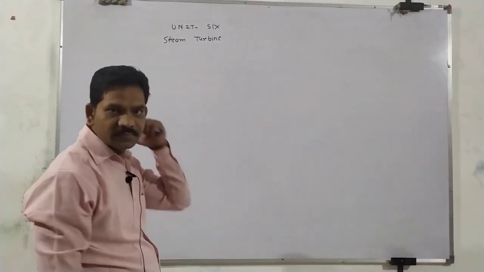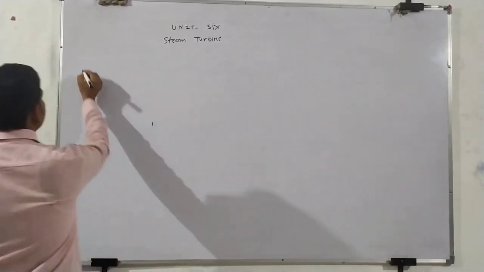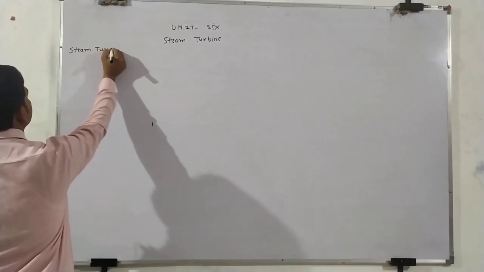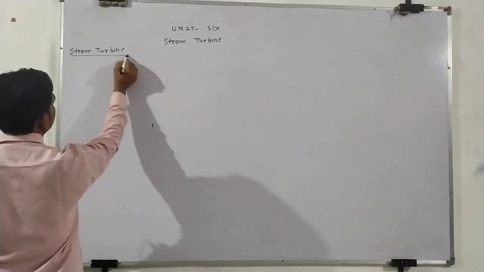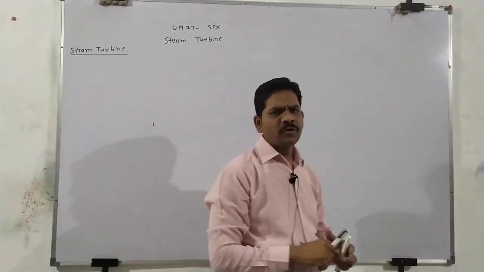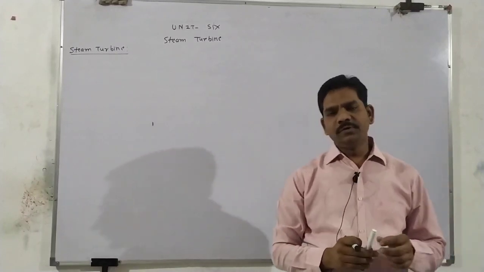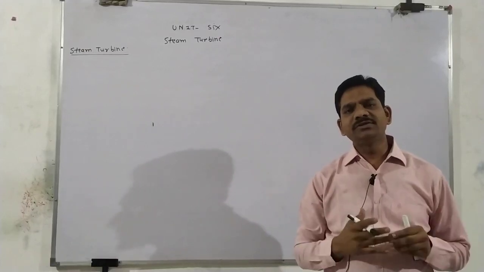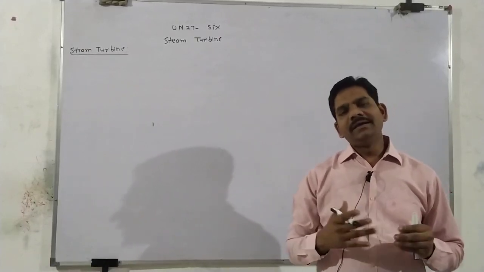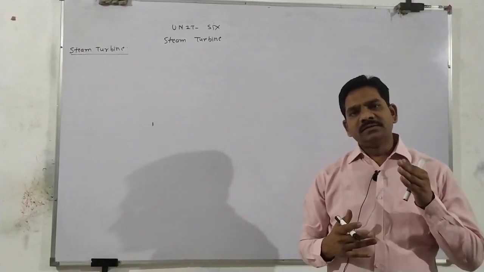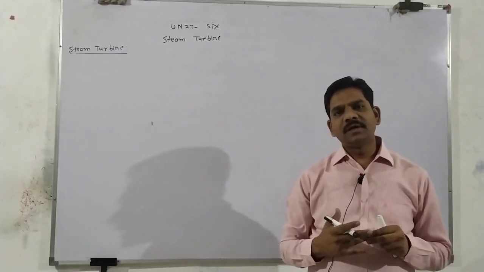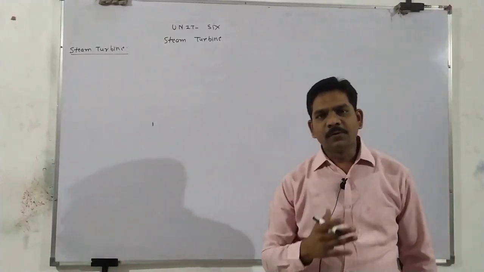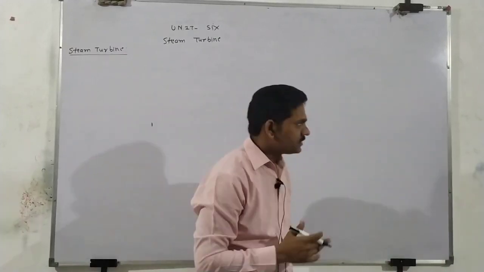Steam turbines, right? So, what is the definition of the steam turbine? We know that a steam turbine is a mechanical device in which the kinetic energy of steam strikes the blades of the turbine, and we get electricity or power. It means a steam turbine is a work producing device.